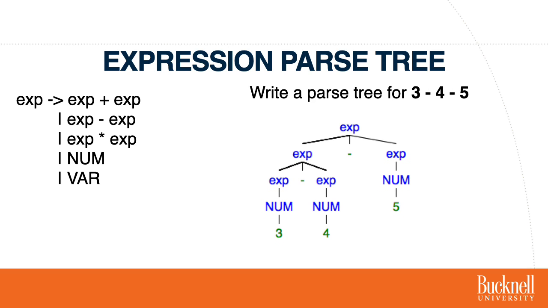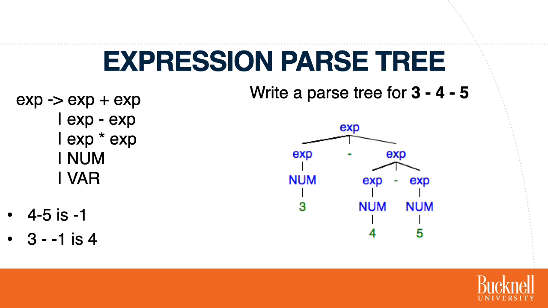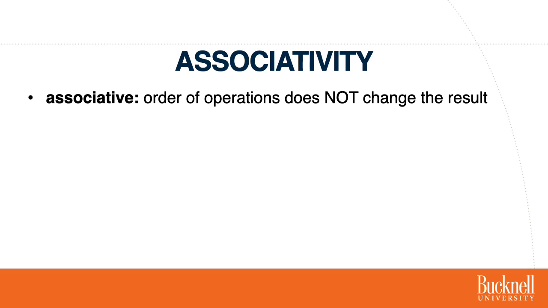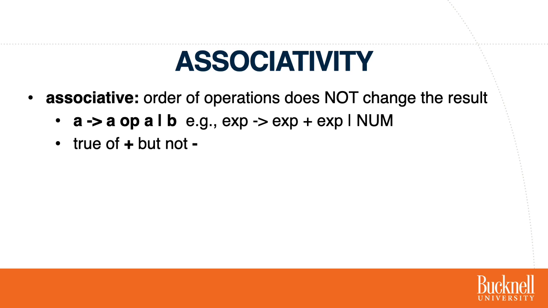Ambiguity isn't really much of a problem for addition, but in the case of subtraction, we can get different results depending on the order in which the numbers are subtracted from each other. How can we eliminate ambiguity from grammars? In mathematics, an operator is said to have the property of being associative if the order of operations does not change the result. This is true of plus, but not the minus operator.